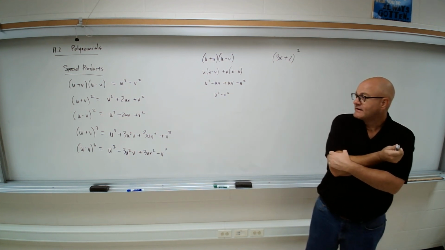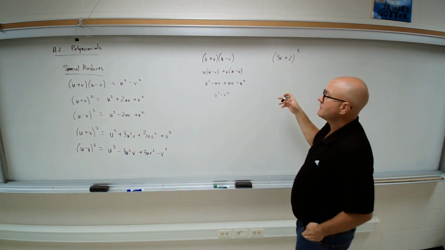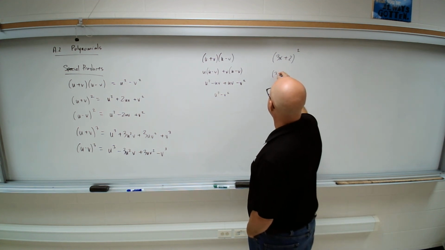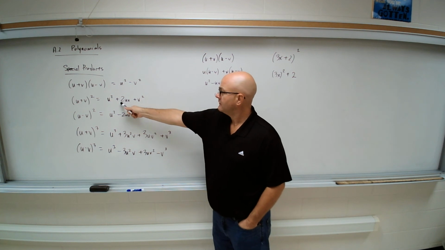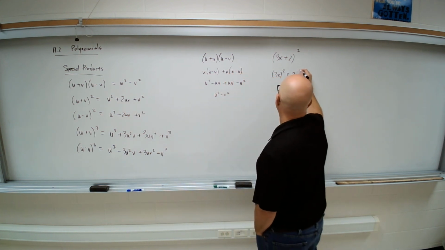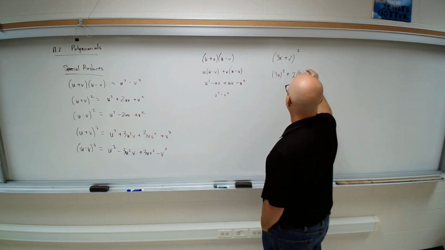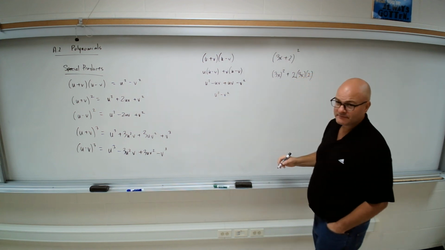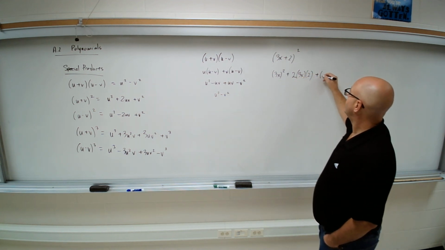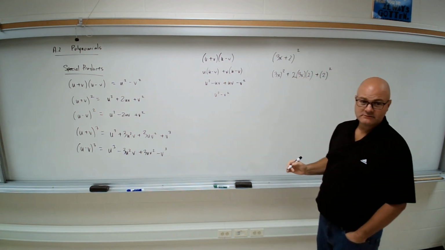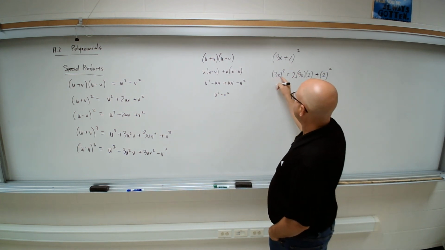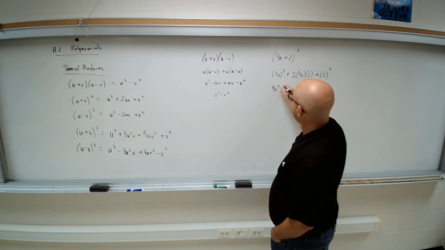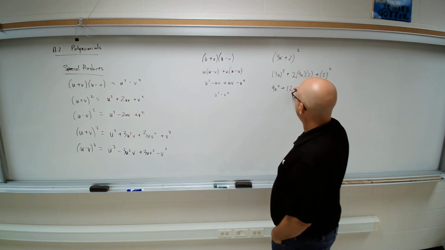But what our pattern tells us is you take the first term, so that's the 3x, and you square it. And then you do 2 times the first term times the second term. Then you do the second term squared. So that would give us, remember, square both pieces, 9x squared plus 12x plus 4.